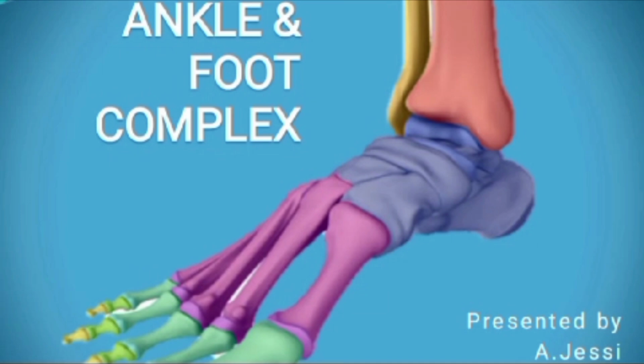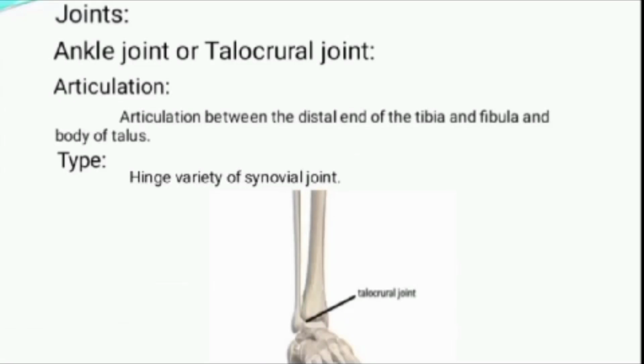I will start with the ankle joint. Ankle joint is also known as talocrural joint. Articulation: between the distal end of the tibia and fibula and the body of talus. Type: it is the hinge variety of synovial joint.